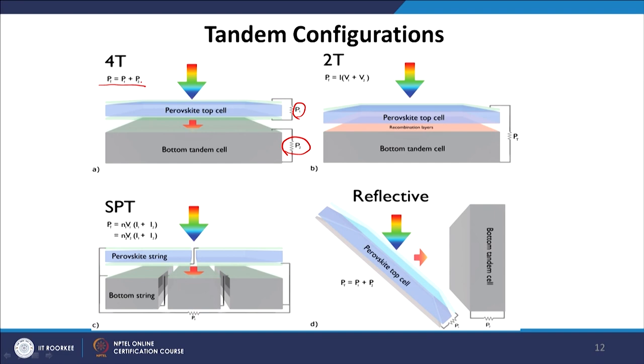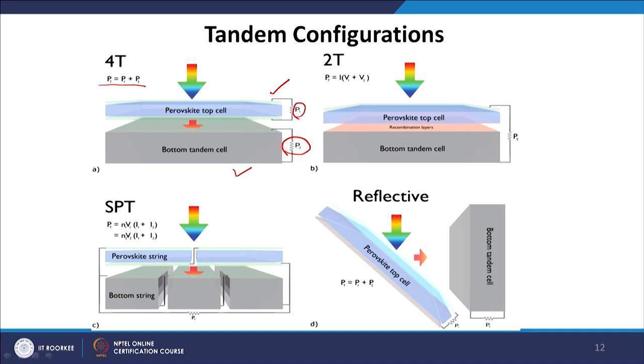Whereas, in a two terminal device, you see that there is a perovskite top cell and a tandem bottom cell, but both of them have been sandwiched by a recombination layer. So, there is a difference between these two figures. In one case, this is an individual solar cell, this is another individual solar cell, and we connect them externally.